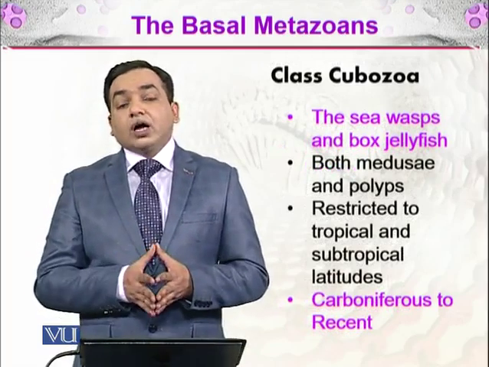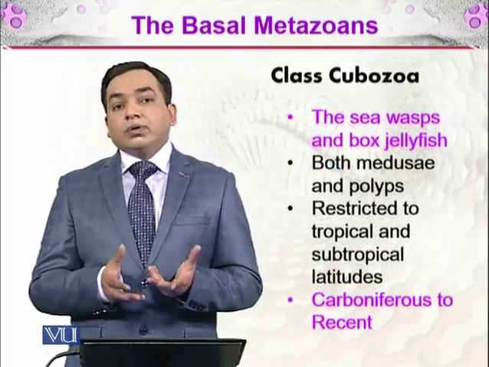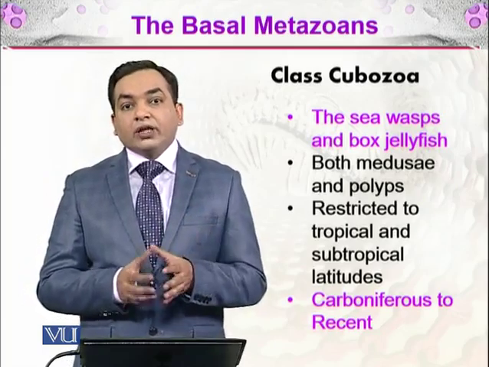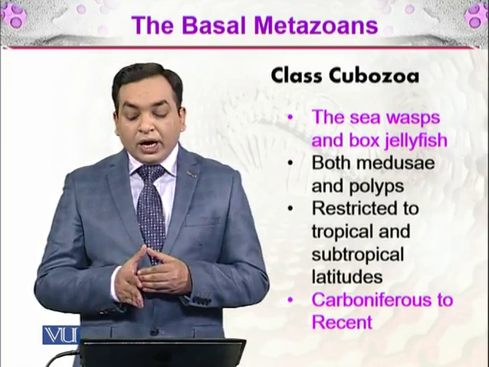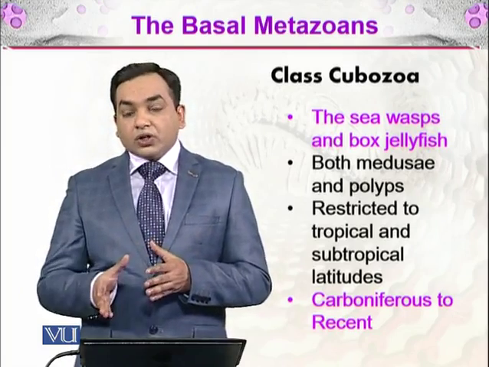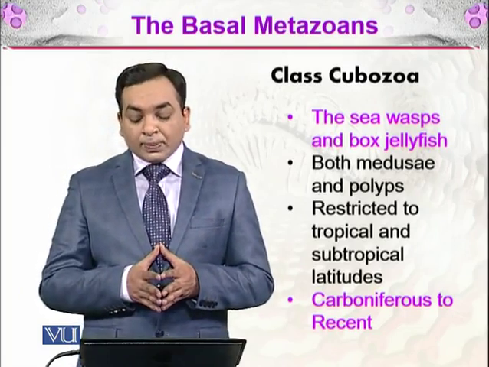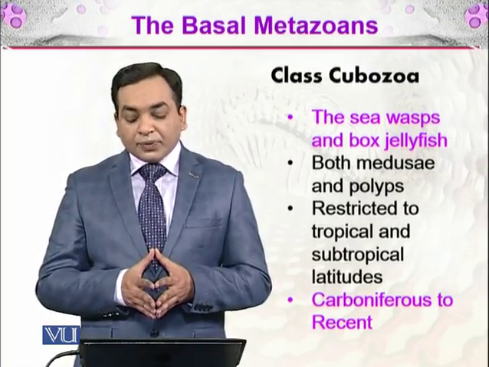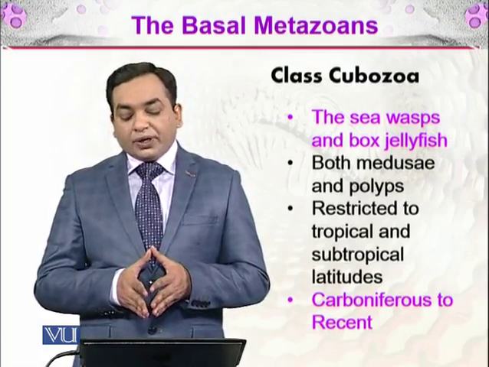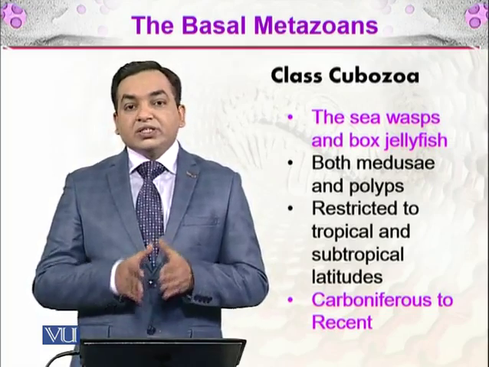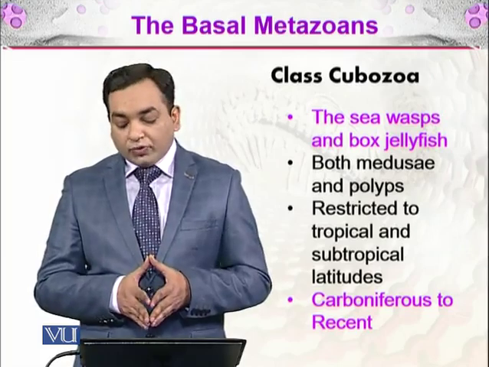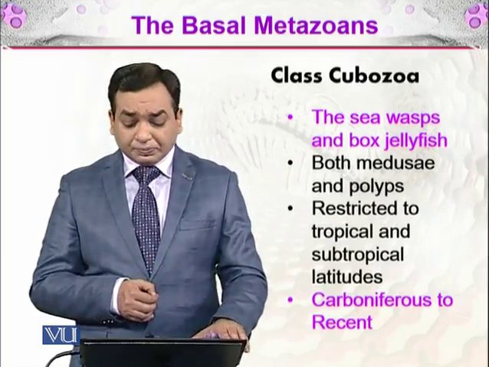Then there comes the class Cubozoa. Cubo, as the name indicates, means cuboid, cube, and zoa means animal. So the sea wasps and the box jellyfish are the Cubozoa animals. Both medusae and polyps are present in them. And these are restricted to tropical and subtropical latitudes. That means these are near the equator. And they have been found from the Carboniferous to recent times.